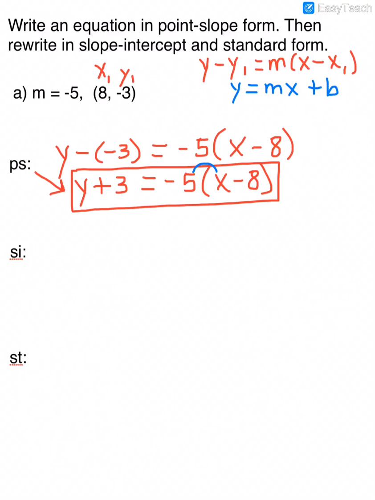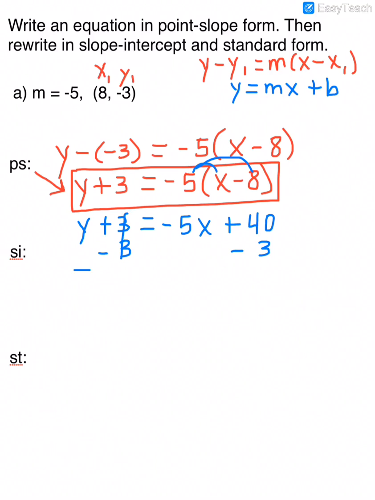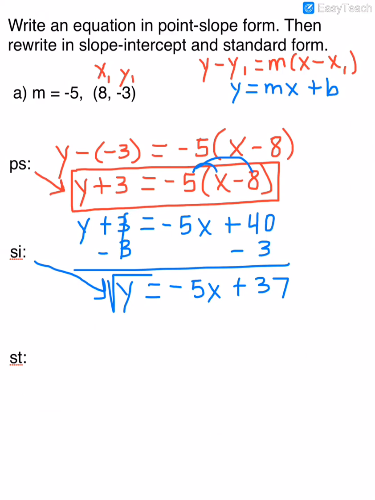So the first thing I'm going to do is distribute my negative 5, and that gives me y plus 3 equals negative 5x, and a negative 5 times negative 8 would be a positive 40. Then to get y by itself, I'm going to subtract 3. And that gives me y equals negative 5x plus 37. Okay, so now that's my equation in slope-intercept form.